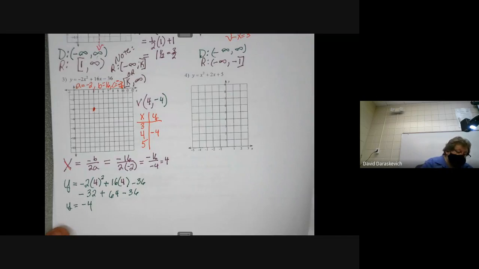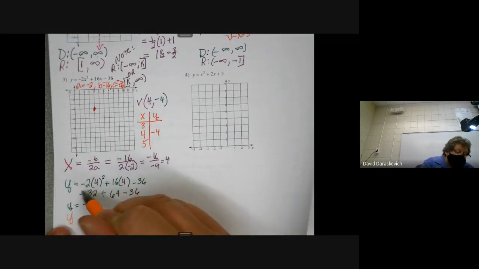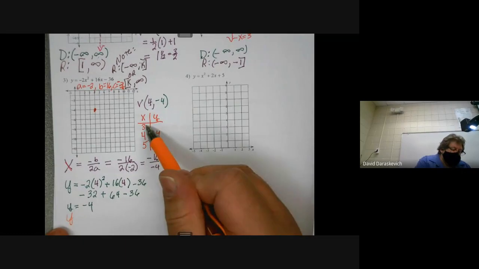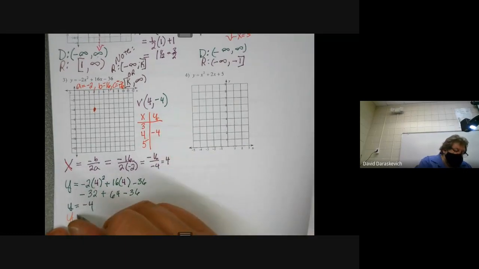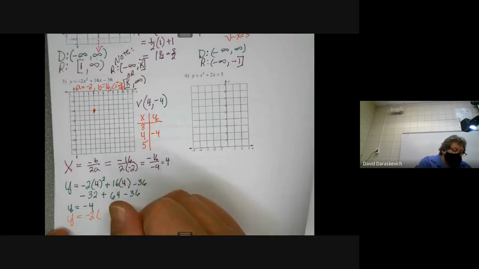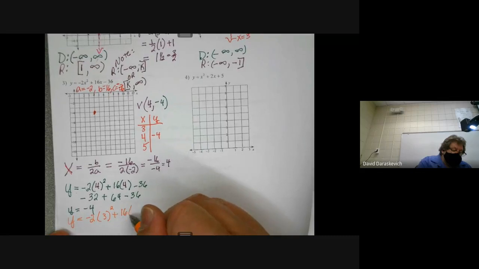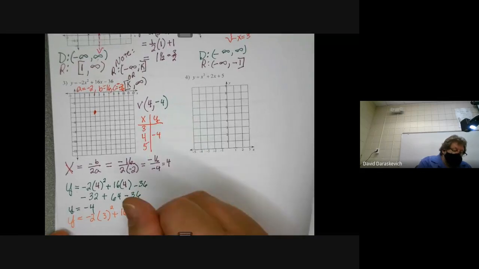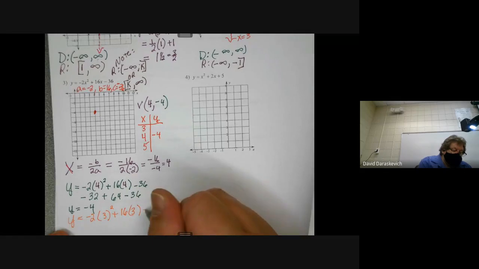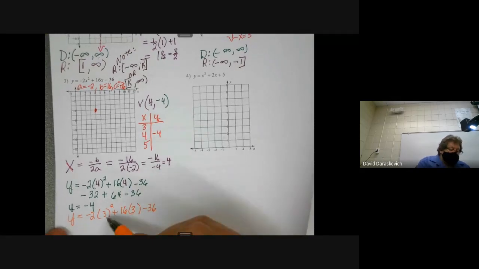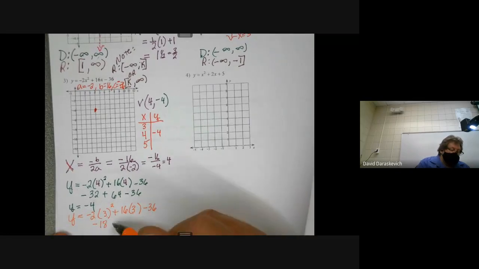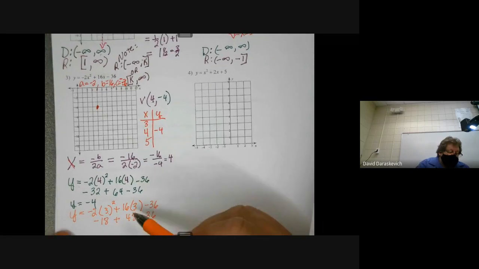So I have y. I'm going to use this again and substitute in 3. So I got negative 2 times 3 squared plus 16 times 3, and then minus 36. Okay, 3 squared is 9. 9 times negative 2 is negative 18. 16 times 3 is 48. Minus 36. And let's see if I have enough coffee for this.